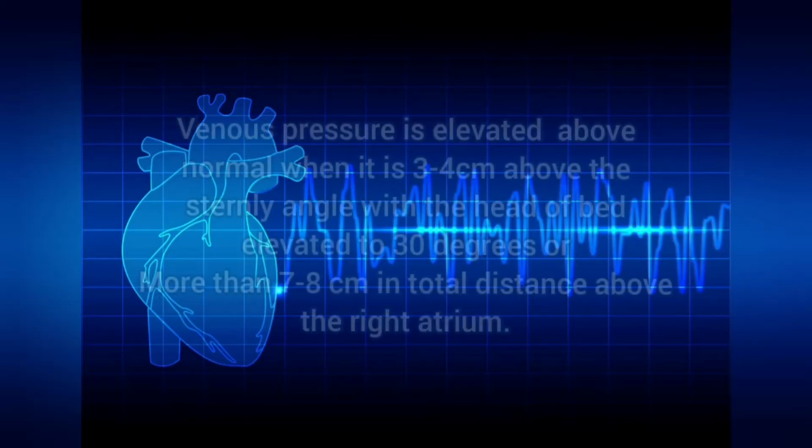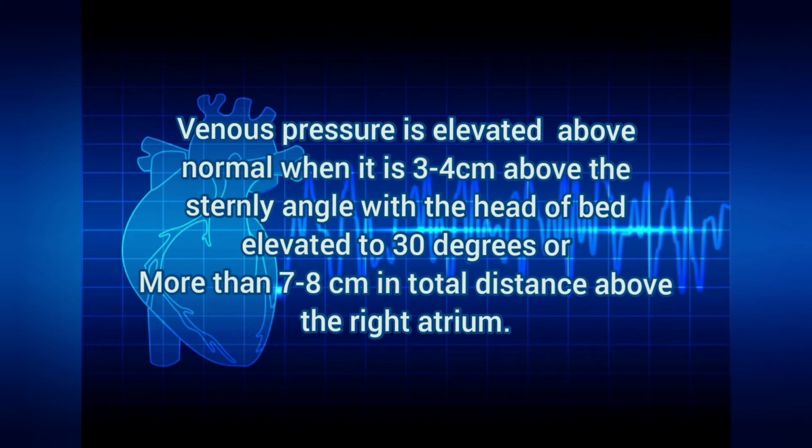JVP measured more than 3 cm above the sternal angle, or more than 8 cm above the right atrium, is considered elevated or abnormal.